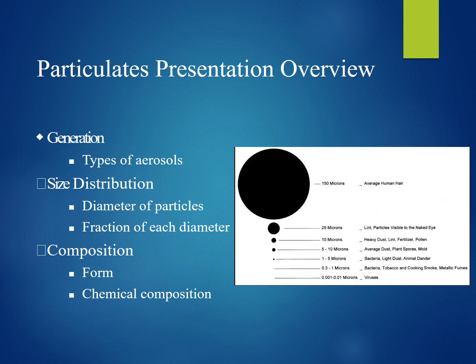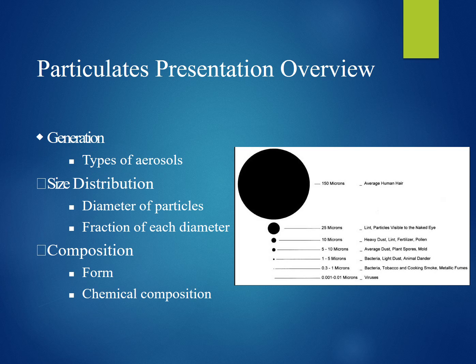This diagram shows the average human hair being 150 microns in diameter. A lint particle is next at about 25 microns. Heavy dust, such as fertilizer and pollen, are about 10 microns. During pollen season, we can see particulate on our vehicles relatively easy. That is because of the size of the pollen particle itself.